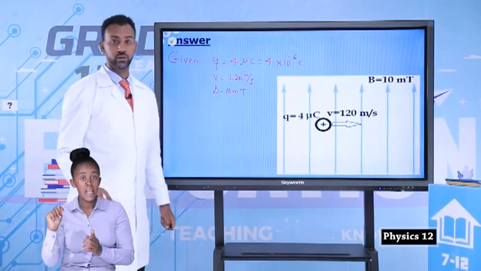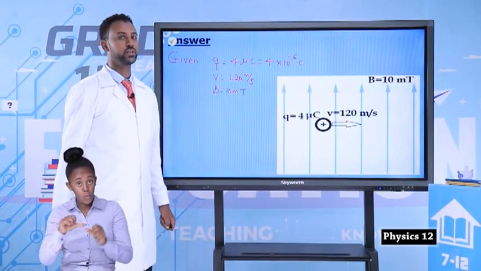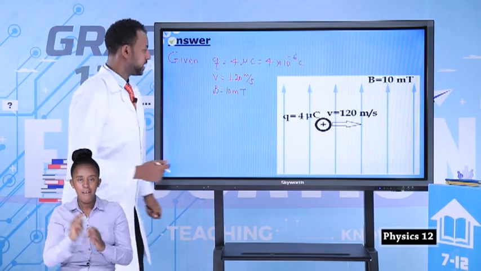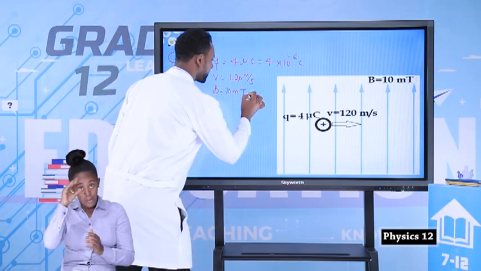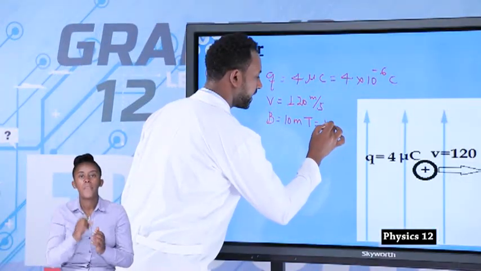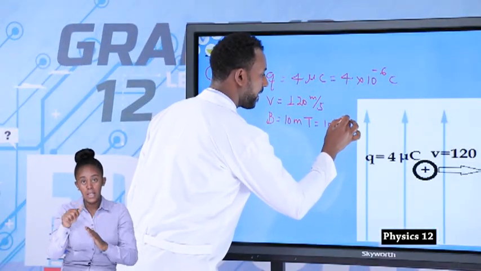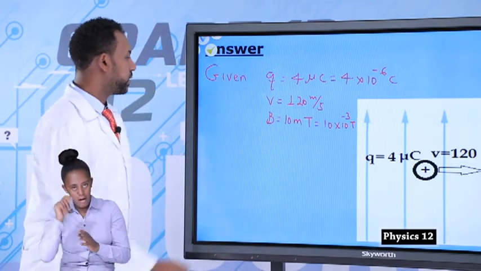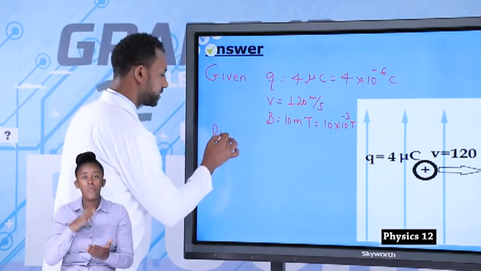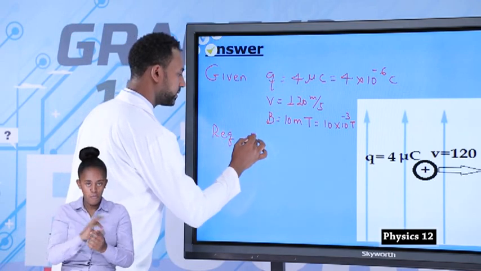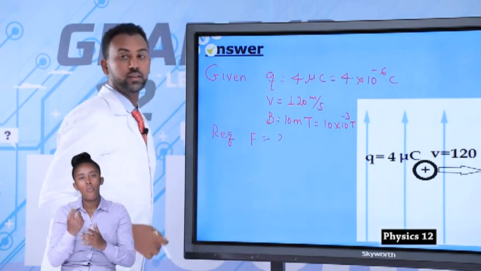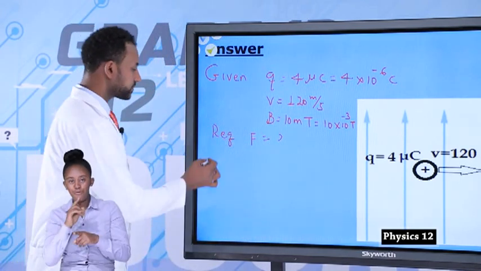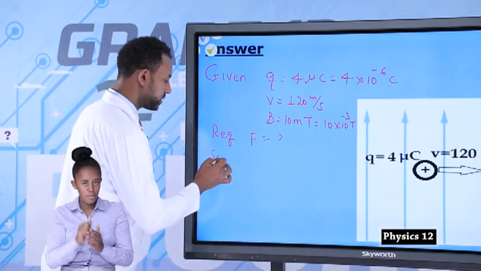By the way, the SI unit of magnetic field is Tesla. We have already mentioned that it was given in honor of Nikola Tesla. So 10 millitesla can be equivalently represented as 10 times 10 to the power of minus 3 Tesla. Therefore, we are asked to find the magnetic force. What is the magnitude and direction of the force? That is the question. So, solution.